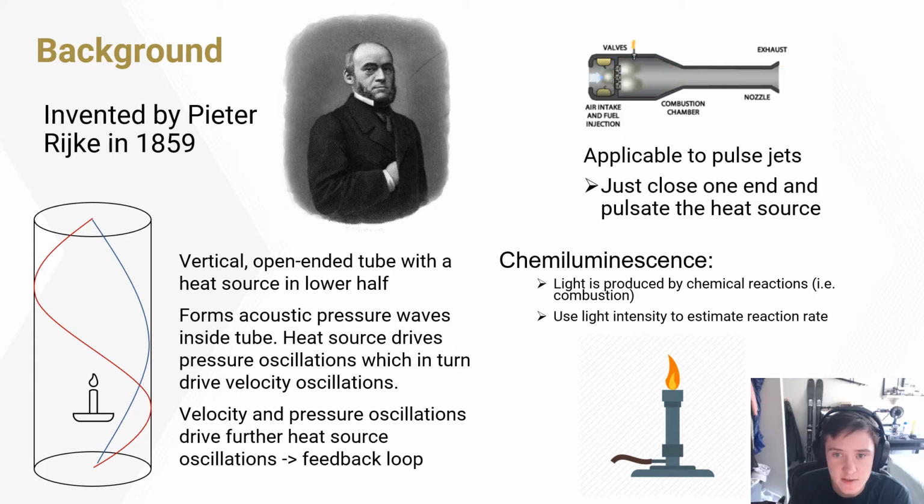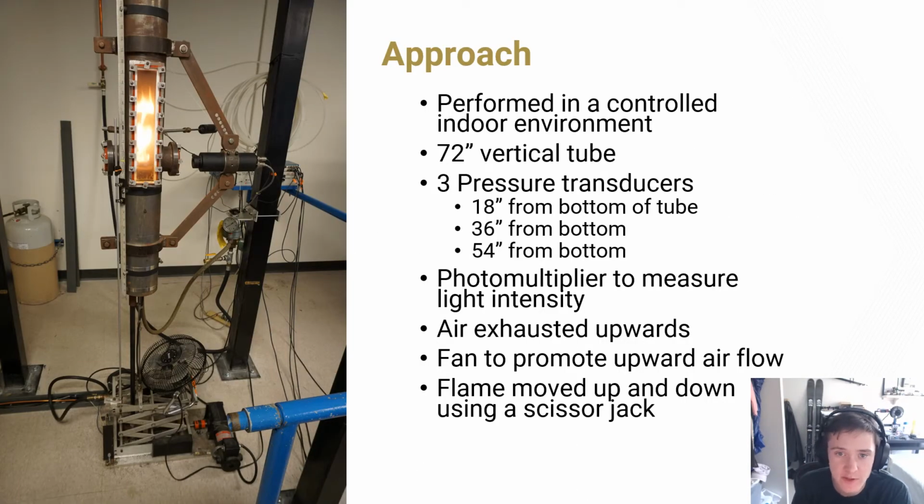Additionally, chemiluminescence will be used to estimate the combustion rate, as combustion is a chemical reaction that emits light. This experiment was performed in a controlled Georgia Tech lab environment pictured on the left. 3 pressure transducers are located in the tube at 1/4, halfway, and 3/4 of the way up the 72-inch tube. Additionally, a photomultiplier is looking into a window in the tube to quantify the reaction rate. The air is exhausted upwards and a fan is pointed up the tube due to the long exhaust tract. The flame is moved up and down using the scissor jack shown as the various experiments require.